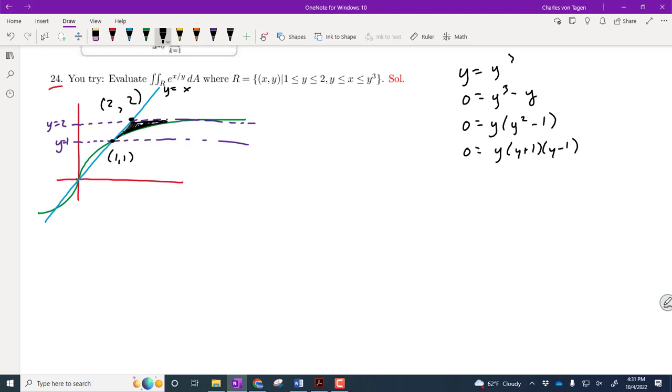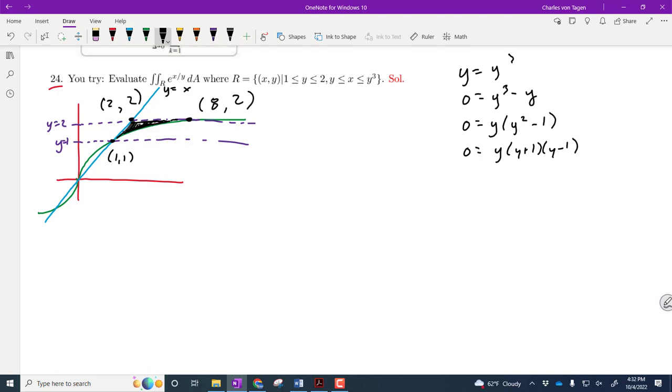And then I also need this intersection point right here. So that's where the green x equals y cubed curve hits the line y equals 2. So that happens when x is equal to what number? 8. We okay with that? So I'm looking for the point that's on the line y equals 2. We know the y coordinate had to be 2. And on this green curve, which is the curve x equals whatever the y coordinate is, cubed. So that's how we got (8, 2). We okay with that? All right.